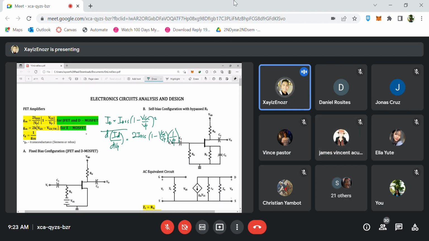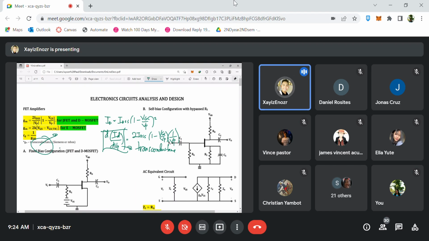So, ito, yung differential ng ID in terms of VGS, yun yung tinatawag nating transconductance or symbolized as yung gm. So, ang unit nito is Siemens or mho. So, ang transconductance naman, okay, ano ba yung transconductance? So, yung transconductance, ito yung parameter that tells yung isang material or isang electronic component na mag-conduct ng current. So, yung capability niya mag-conduct ng current is transconductance.